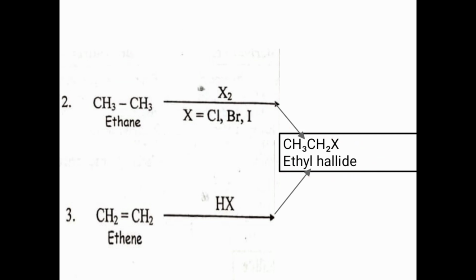Now when we come to the second reaction, that is ethene. CH2 double bond CH2, ethene, will react with hydrogen halide, that is H and X. Now students, first of all let's see the mechanism. The thing we will get is C double bond C, and the remaining bonds are here.